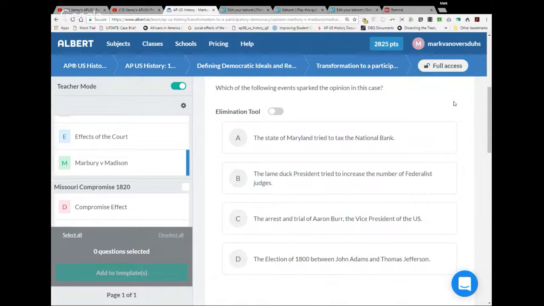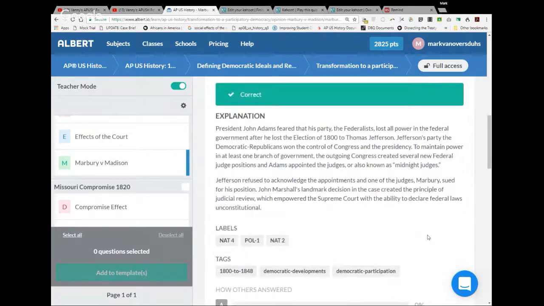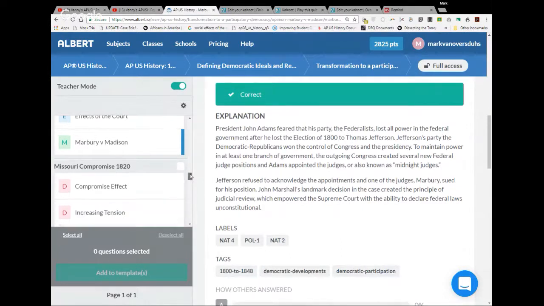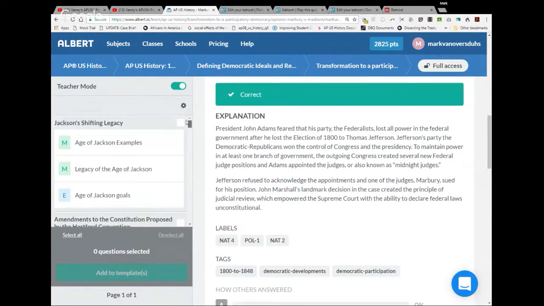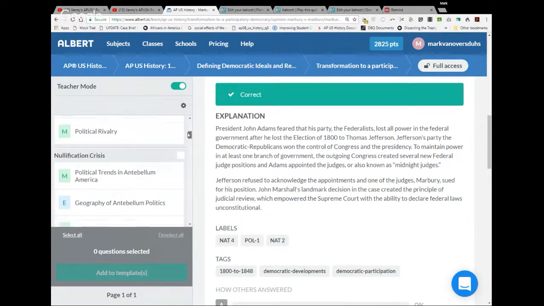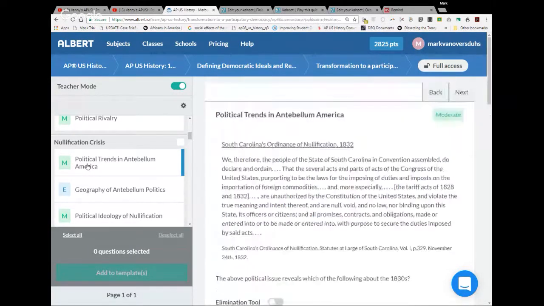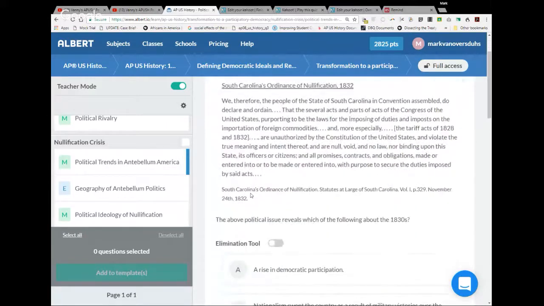Ryan says B, David says B, Daniel says B, Jessica says B, Lyndon says B, Gabby says B, Drew says B. Sounds like it's B. You are correct. We already just talked about this one. Okay, let's go to another one. Let's go to Andrew Jackson. Let's go to the nullification crisis. Here we go. Nullification crisis. Take a look at the thing.